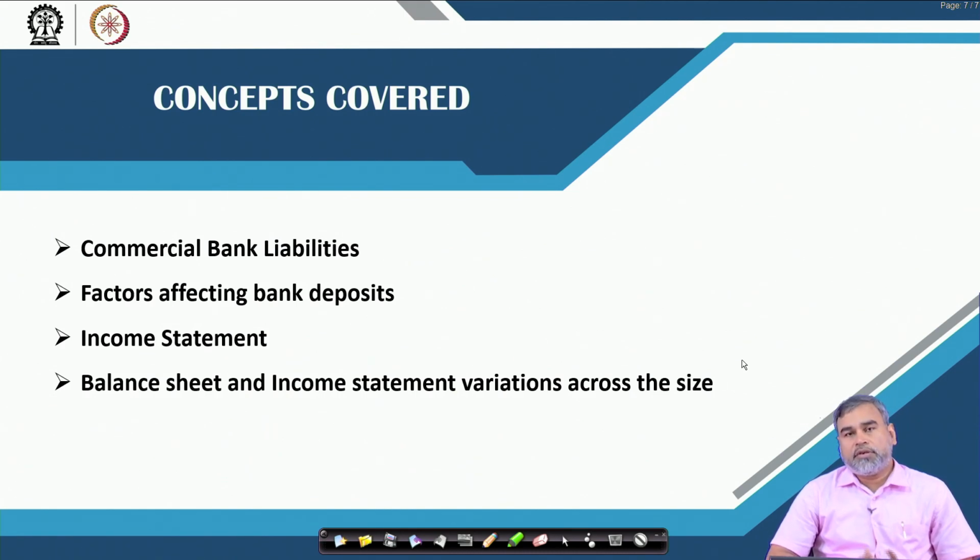The focus of the discussion is based upon these broad 4 themes: commercial bank liabilities and the major factors which are affecting the bank deposits, because bank deposit is the major liability of the commercial bank, and then what the income statement of the commercial banks looks like, what the different items under it are. Then whether the balance sheet and the income statement vary across the size of the commercial banks. So, these are the 4 things we will be covering in today's discussion.